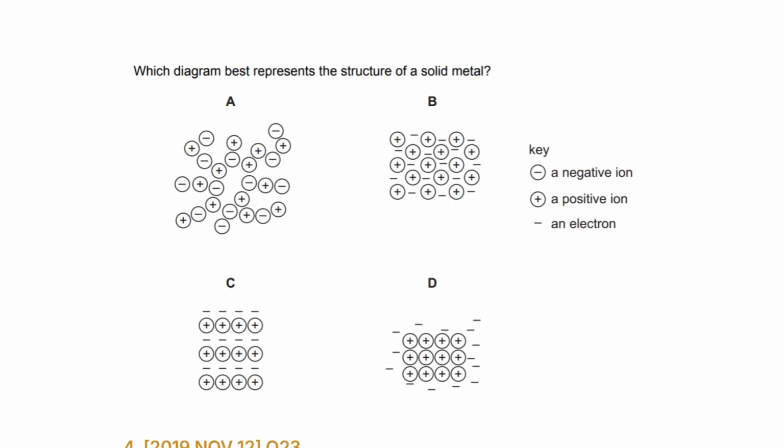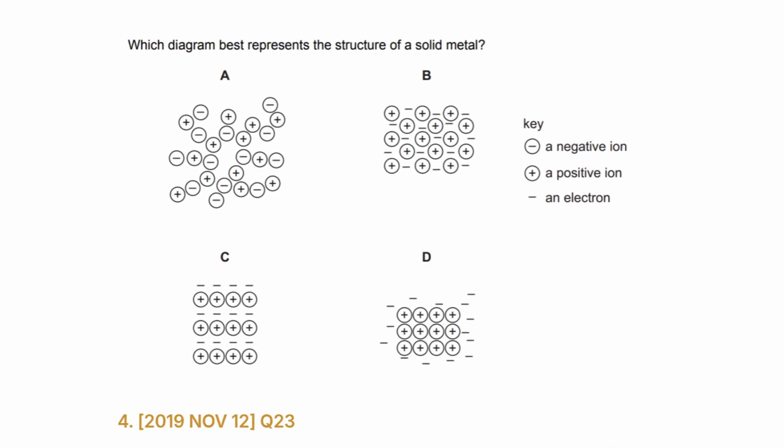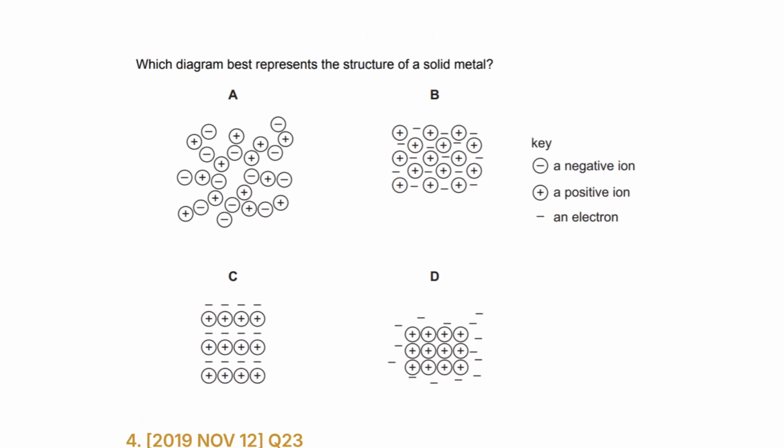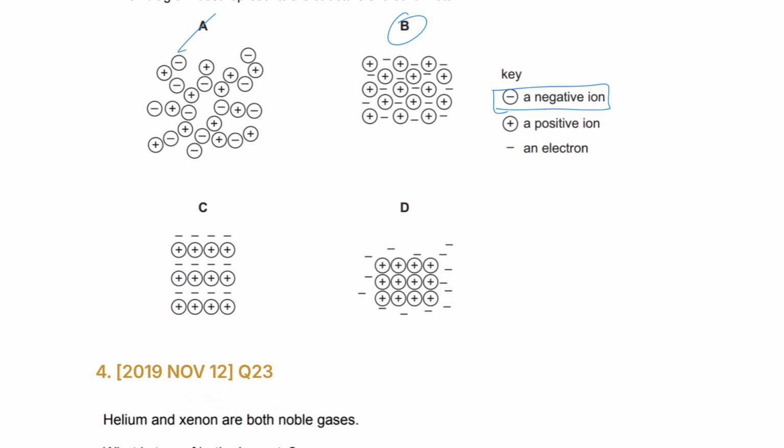Okay. Which diagram best represents the structure of a solid metal? Please realize that it's B right off the bat, because it's a lattice of positive ions in a sea of delocalized electrons. See, he's given you the key here. It can't have a negative ion, so A is wrong. Now, if you check out C, some of you may go for C, but the problem with C is that the electrons are not delocalized. You know, he's shown it to you in a way.